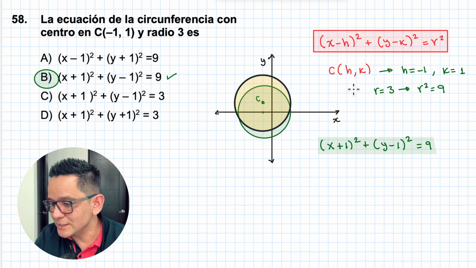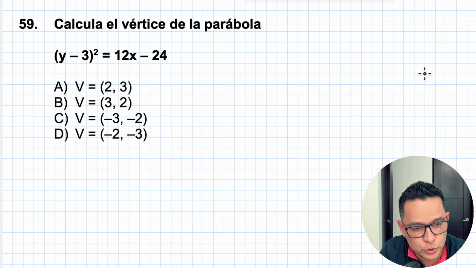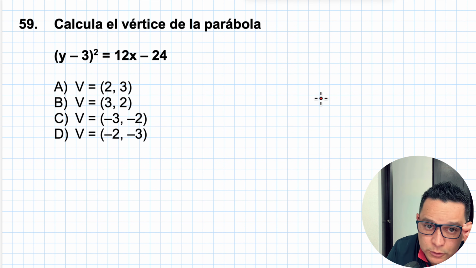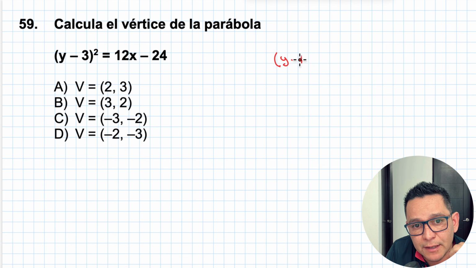Let's go. With number 59, calculate the vertex of the parabola y minus 3 squared equals 12x minus 24. Let's see. The first thing I'm going to do is put the equation, well, one of the two equations of the parabola. This is y minus k squared equals 4p times x minus h.